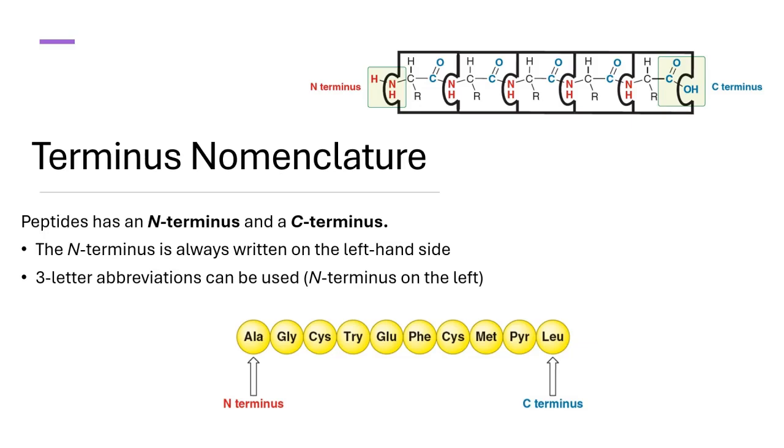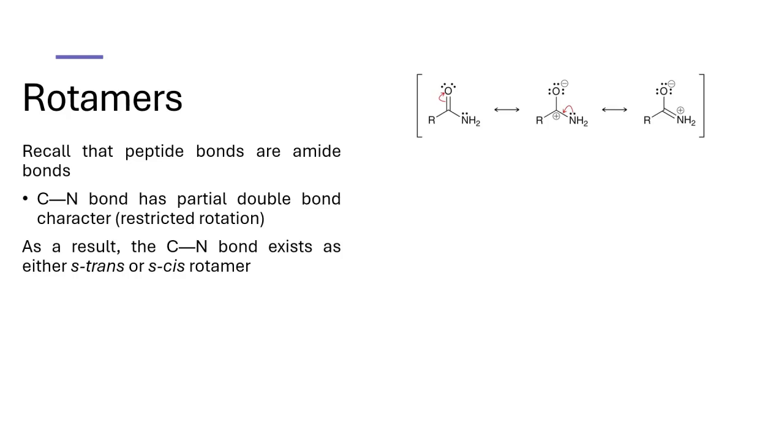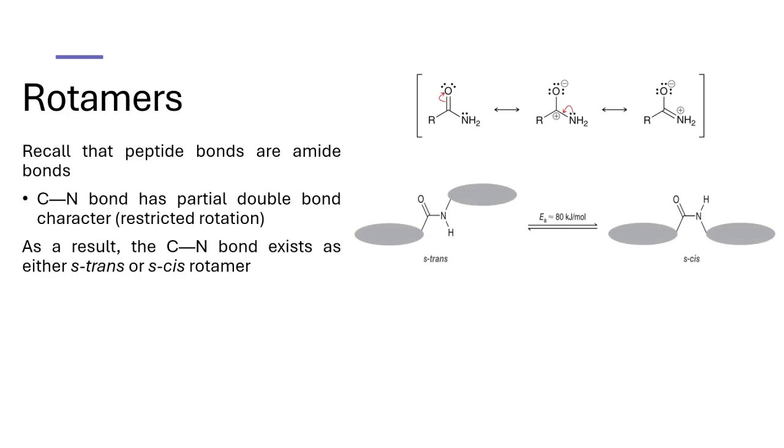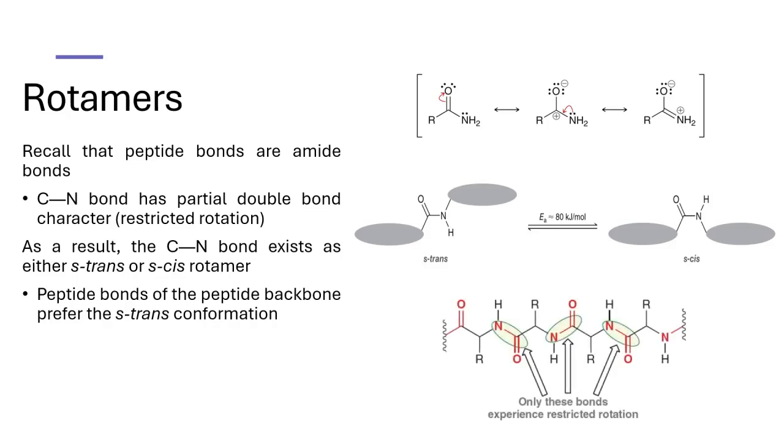Rotamers. Recall that peptide bonds are amide bonds. The C-N bond has a partial double bond character which restricts rotation. As a result, the C-N bond exists as either the s-trans or the s-cis rotamer. Peptide bonds of the peptide backbone prefer the s-trans conformation. Therefore, these bonds experience restricted rotation. The other backbone bonds can freely rotate. A variety of peptide conformations are therefore possible.